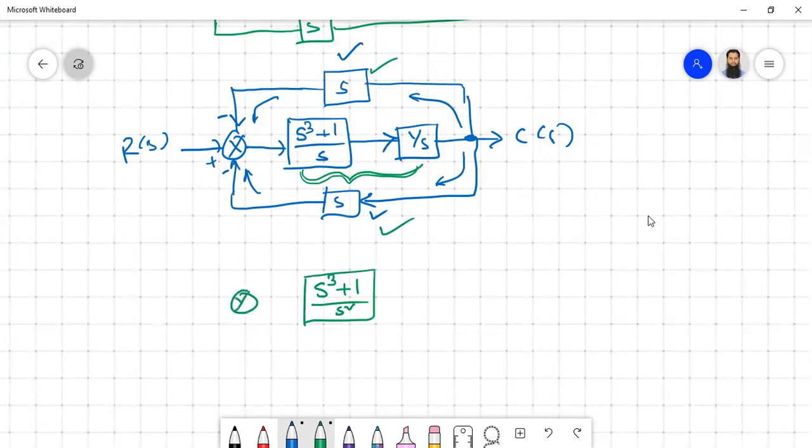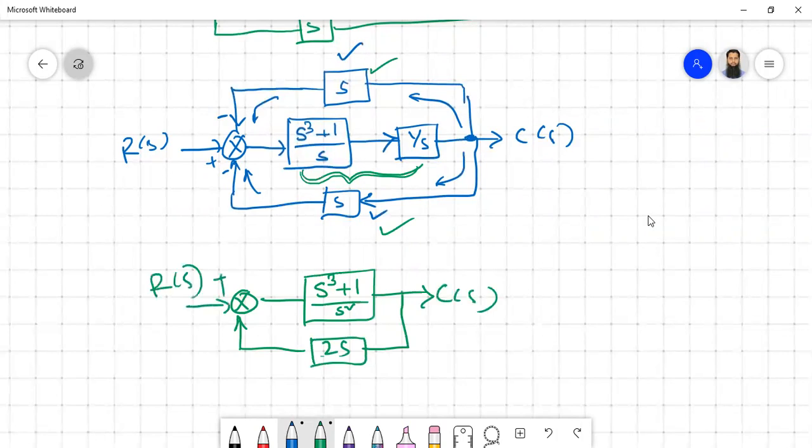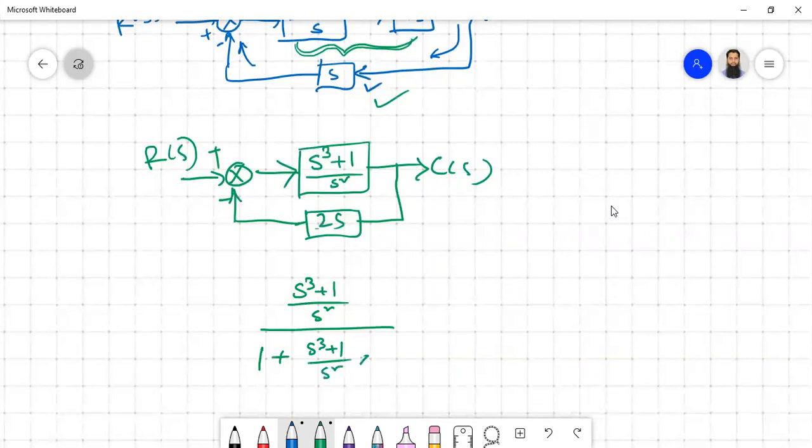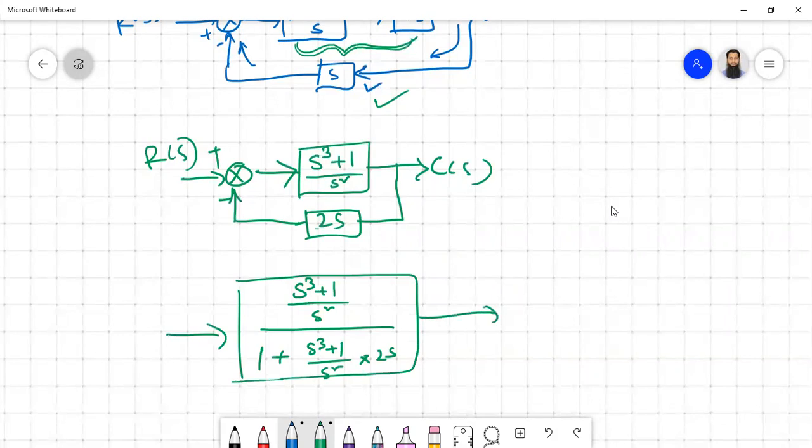Then we have one feedback, S plus S twice S, which is the summation. So this is your C(s) and this is your R(s), with plus and minus signs. Okay, so now it is simple negative feedback. What we are going to get is S cube plus 1 by S square divided by 1 plus forward path gain into feedback gain, twice S. So this should be your transfer function. Now we can actually cancel S and S squared.